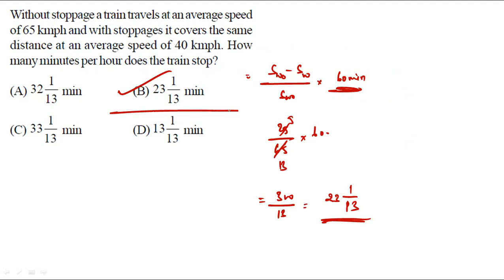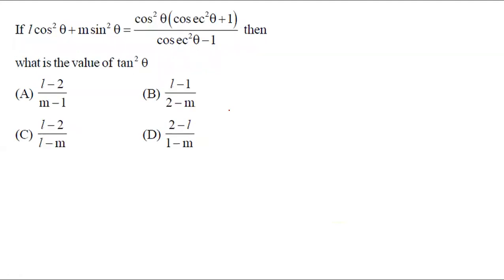What is the formula we have? Speed without minus speed with, by speed without, into 1 hour means 60 minutes, 2 hours means 120 minutes, 3 hours means 180 minutes.